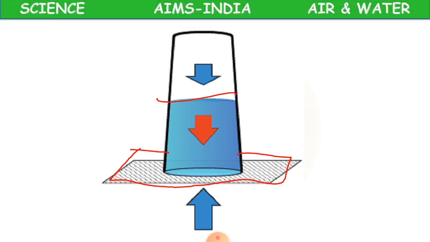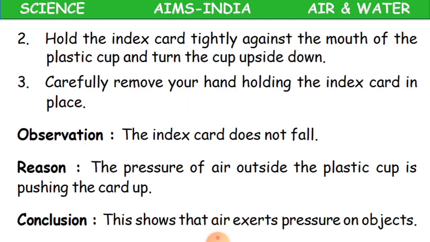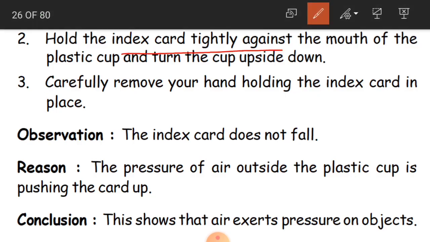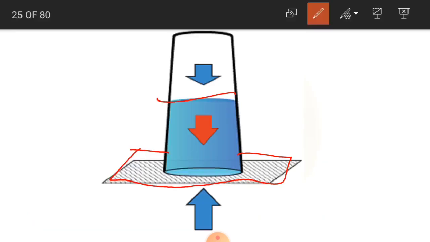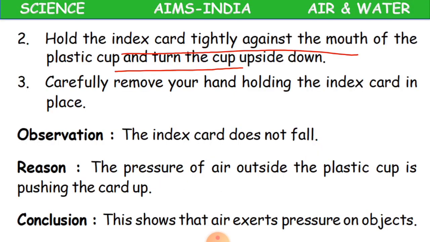the cup. Okay, and now you are going to hold the index card tightly against the mouth of the plastic cup and turn the cup upside down. So what you have to do, children, you have to reverse the cup as it is there in the picture. You have to just reverse the cup by holding tightly the cardboard. Okay, just slowly try to reverse the cup. What happens is, carefully remove your hand holding the index card in place.